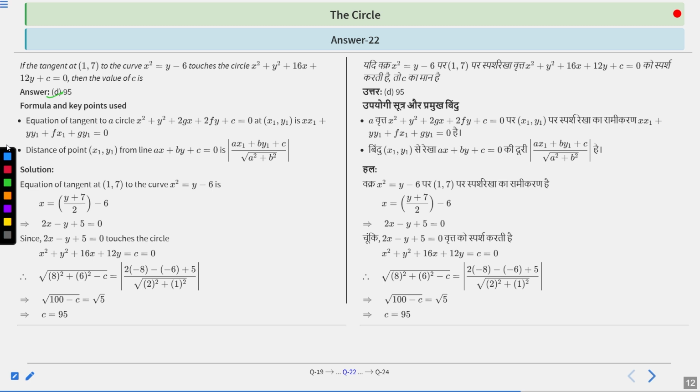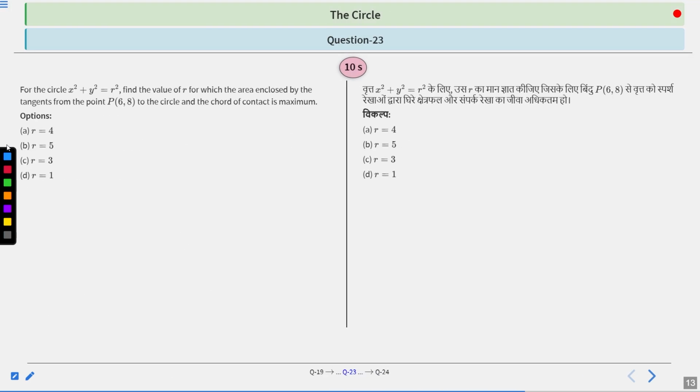Question number 23. Question number 23 says, for the circle x² + y² = r², find the value of r for which the area enclosed by the tangents from the point P(6, 8) to the circle and the chord of contact is maximum. So the hint of this question is we basically have to first draw the circle which is having center C(0, 0) and radius r. So we have to find the value of r.